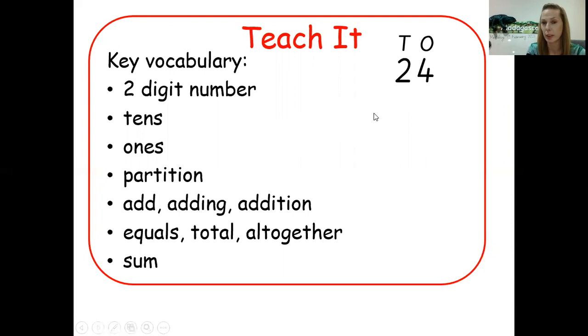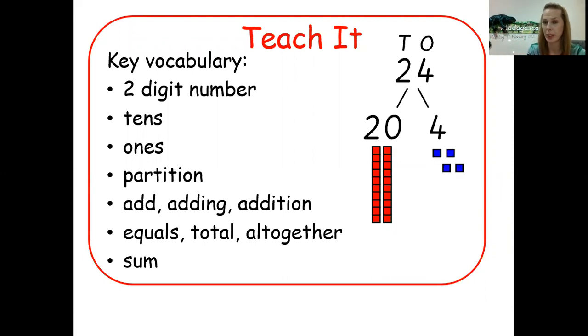And then partition, that just means to split. So we're going to split 24 into tens and ones. So it's got 2 tens, so that means it's got 10, 20. And ones, there's the 20, and the ones are just 4. 1, 2, 3, 4. Okay.